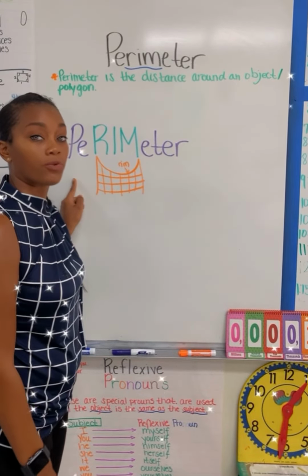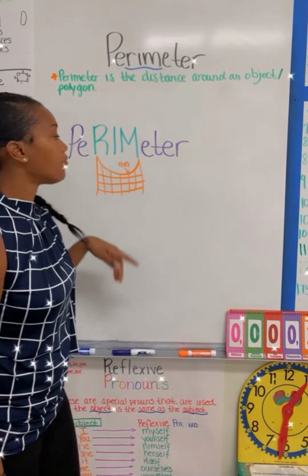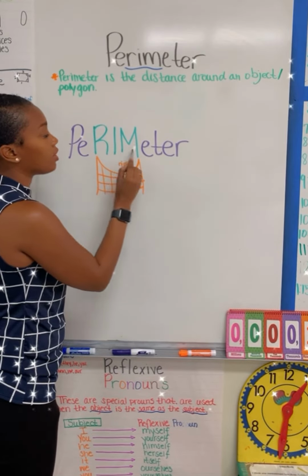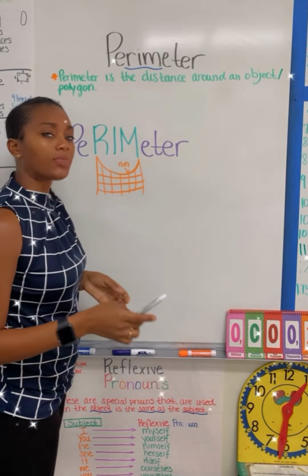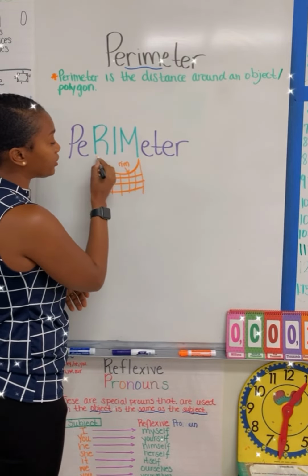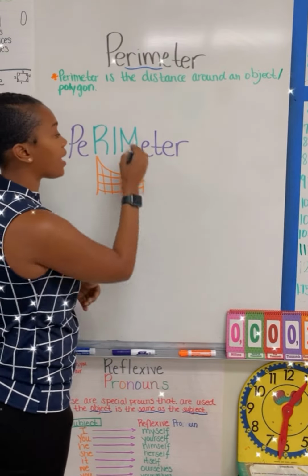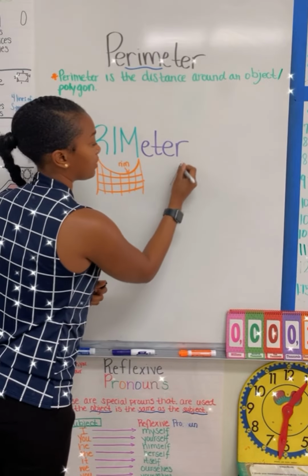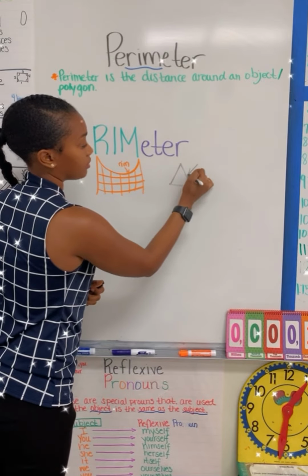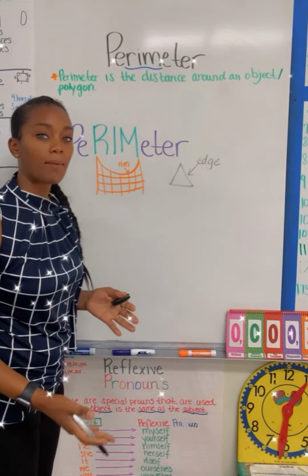Let's look at the word perimeter, just in case you forget what the word actually means. If you look inside the word perimeter, you're going to see the word R-I-M, which spells out rim. If you're thinking about a rim, think about a basketball net. The rim is the edge of the hoop when you're about to throw the ball into the net. Think about the edges of the shapes or the sides. We're going to think about perimeter.